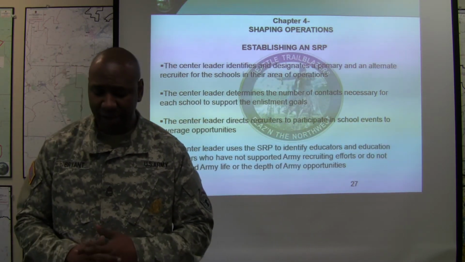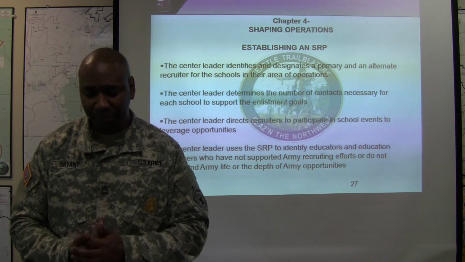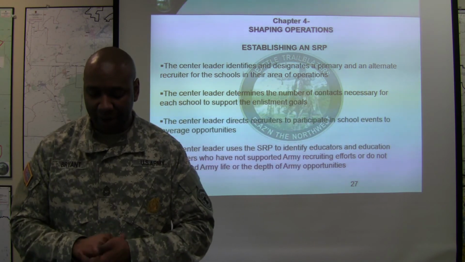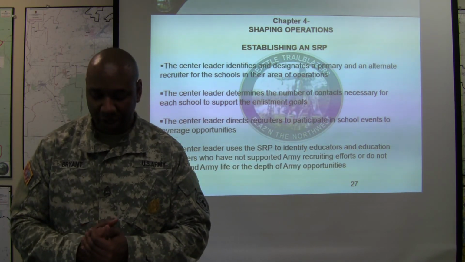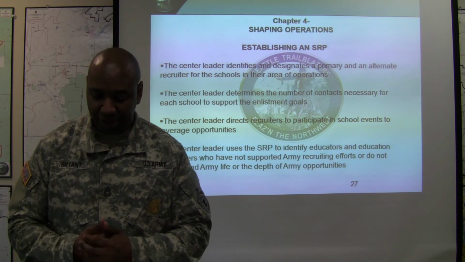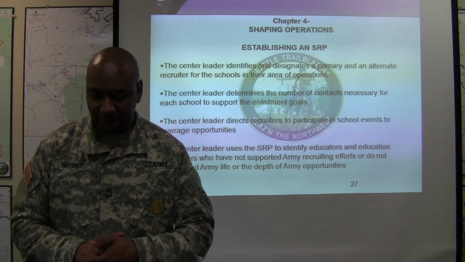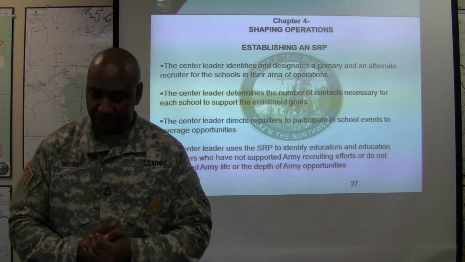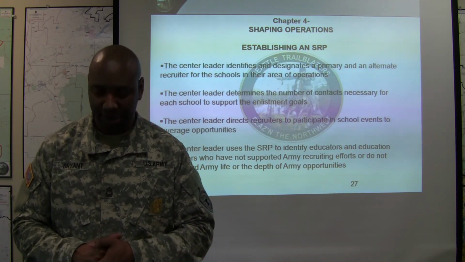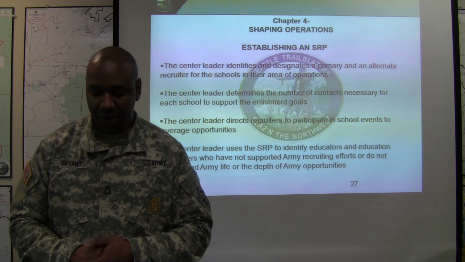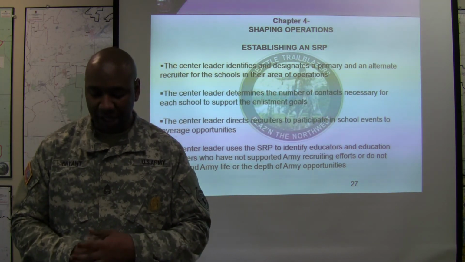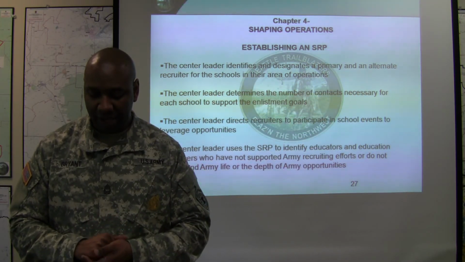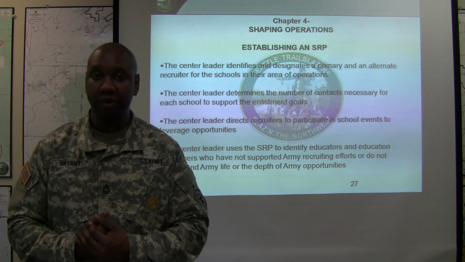Okay, we're talking about establishing that school recruiting program. When we get into establishing that, the center leader identifies and designates a primary and alternate recruiter for the schools in their areas of operation. The center leader determines the number of contacts necessary for each school to support the enlistment goals. The center leader directs recruiters to participate in school events to leverage opportunities. And the center leader also uses the SRP to identify educators and education influencers who have not supported Army recruiting efforts or do not understand Army life or the depth of Army opportunities.